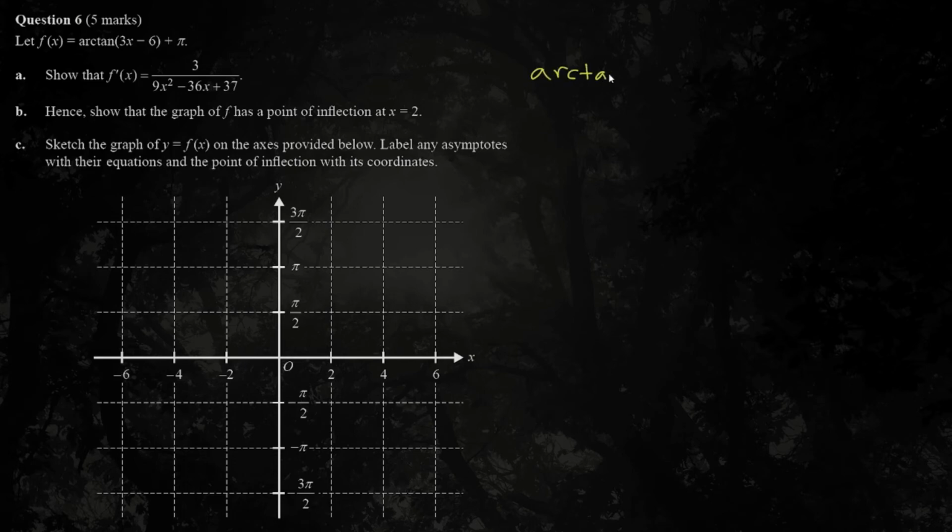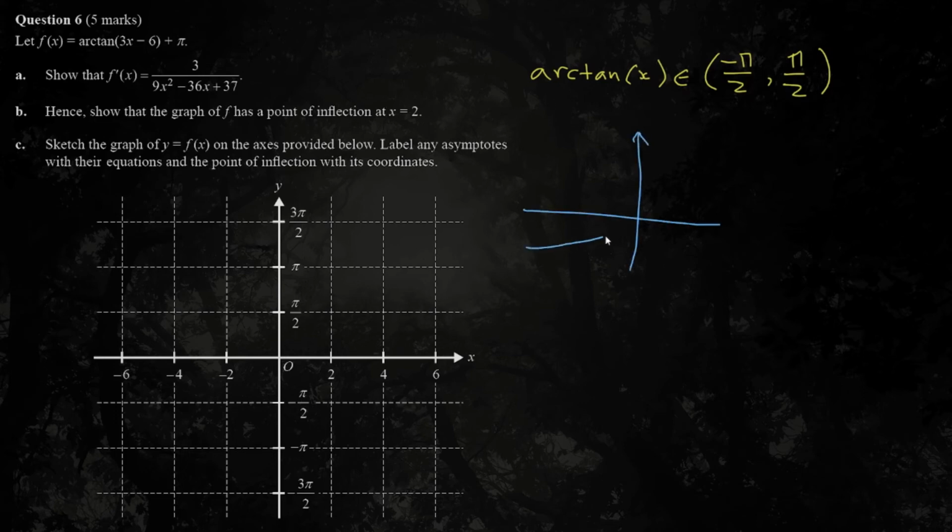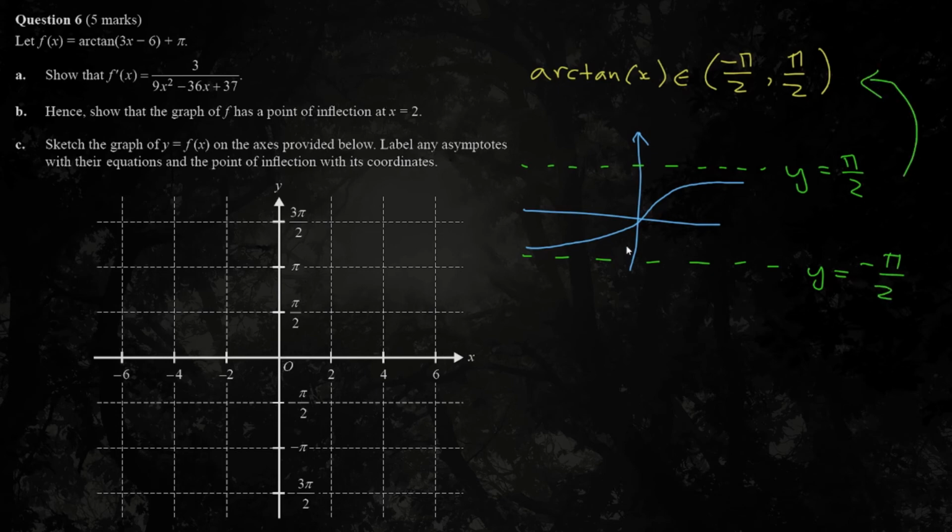We know that arctan of x lives in the set negative pi on 2 through to pi on 2. And that's really just coming from the graph, right? So if we graph arctan, it's going to look something like that with asymptotes at y equals pi on 2 and y equals negative pi on 2. Okay, so that's where this line is coming from.